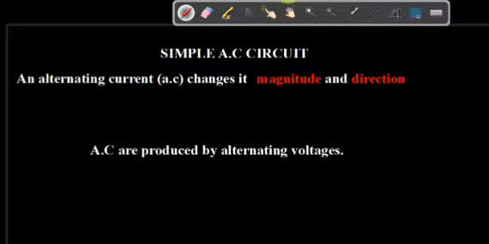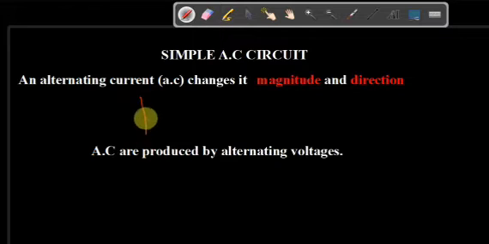Alright, in this video we're going to be looking at AC circuits. An alternating current, or AC, is a type of current that changes its magnitude and direction periodically. AC is produced by alternating voltages. So you see they move in one half circle and oscillate in the other half circle.